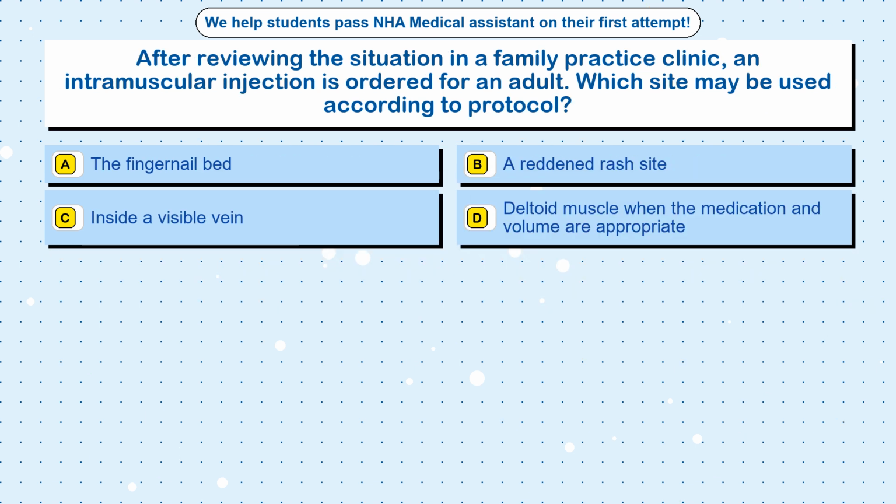Question 66. After reviewing the situation in a family practice clinic, an intramuscular injection is ordered for an adult. Which site may be used according to protocol? Option A, the fingernail bed. Option B, a reddened rash site. Option C, inside a visible vein. Option D, deltoid muscle when the medication and volume are appropriate.